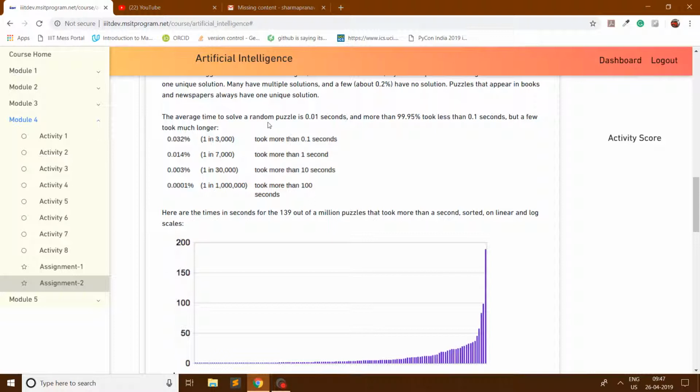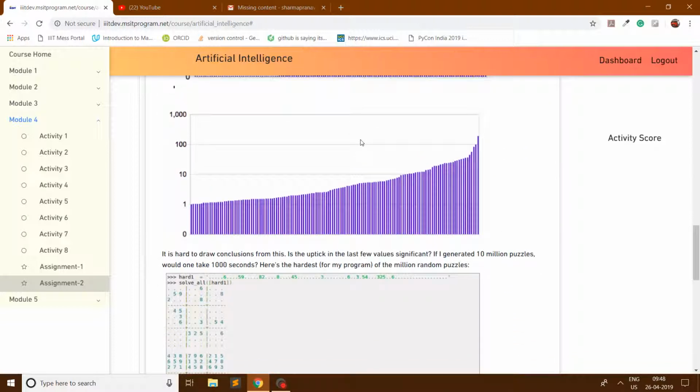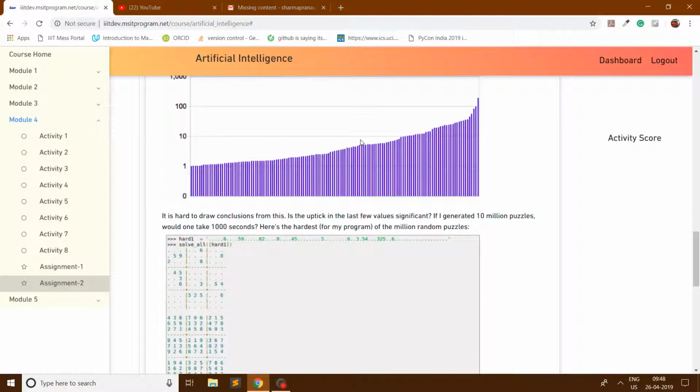The average time to solve a random puzzle was 0.01 seconds, and more than 99.95 percent took less than 0.1 seconds. He generated a million puzzles using this algorithm, and the general trend was that the algorithm was really fast at solving, but there were some anomalies that took relatively more time than 0.1 seconds. So these are the stats for that.